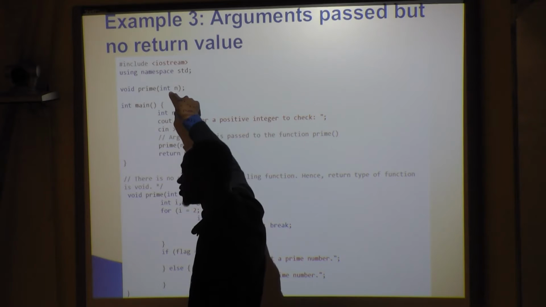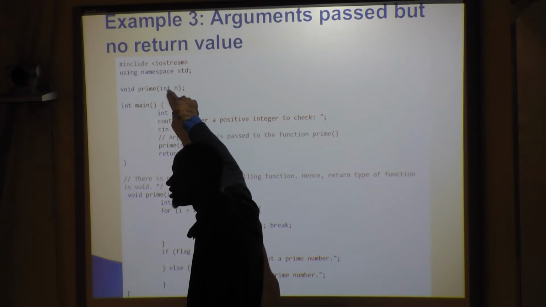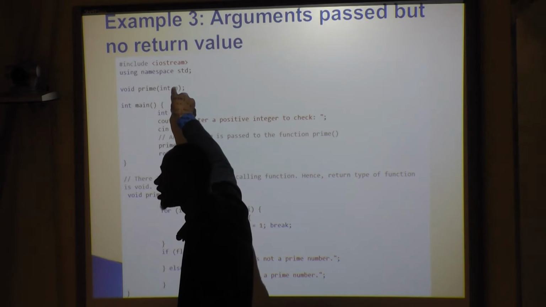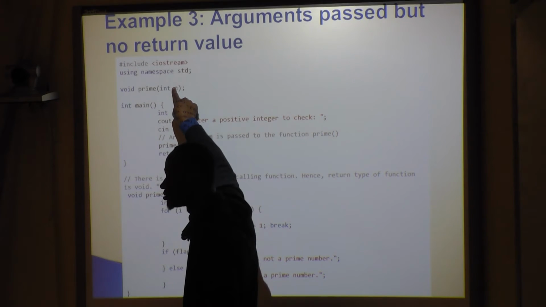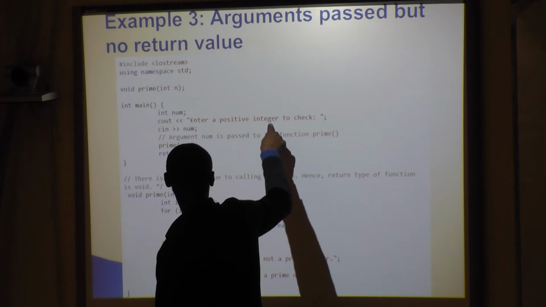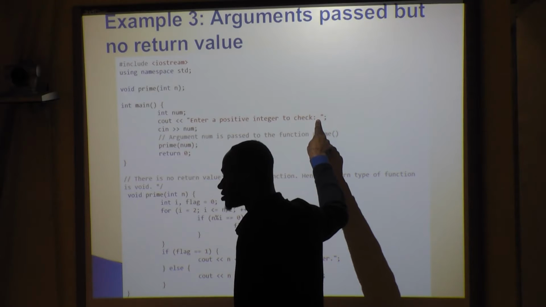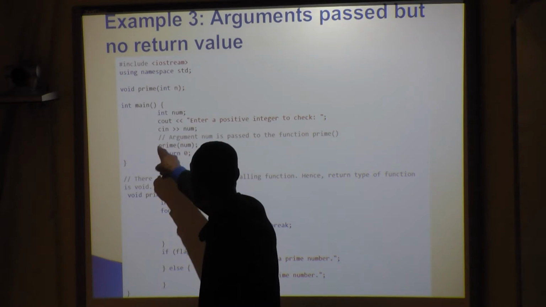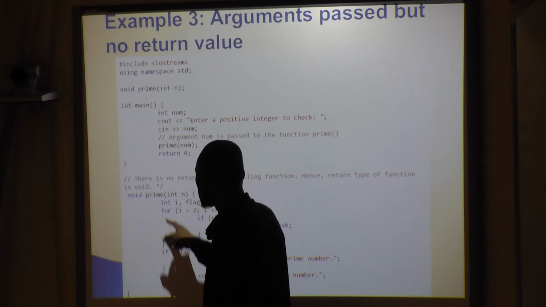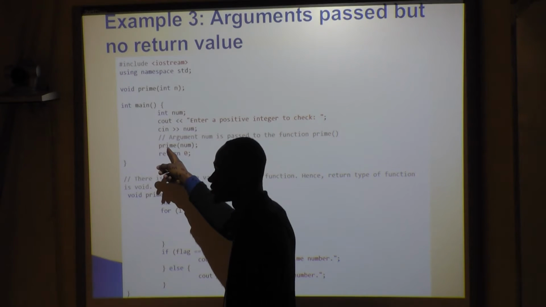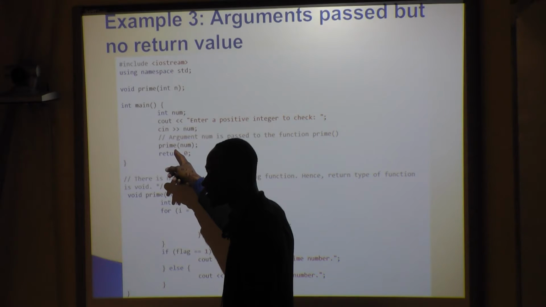This is my argument. For me to pass the value to this function, that means I need to have an argument inside, right? This is what happened. Enter a positive integer to check, right? The user enters the value, I load the value to num, right? And then I pass these parameters here to my function, right? Because here I'm calling the function, right? Do you guys understand what is happening, right?